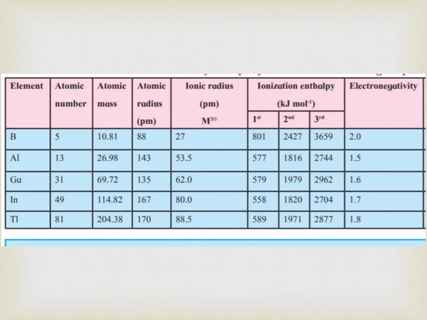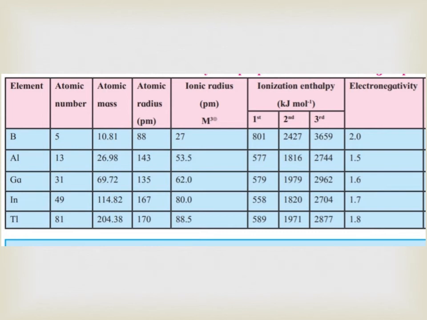As we have studied in problem 9.2, the electronic configuration of gallium is argon 3d10 4s2 4p1. So there is an inner d electron present in gallium which offers poor shielding effect, and that is why the valence shell electron of gallium experiences greater nuclear attraction, and that is why the atomic radius of gallium is less than that of aluminium.